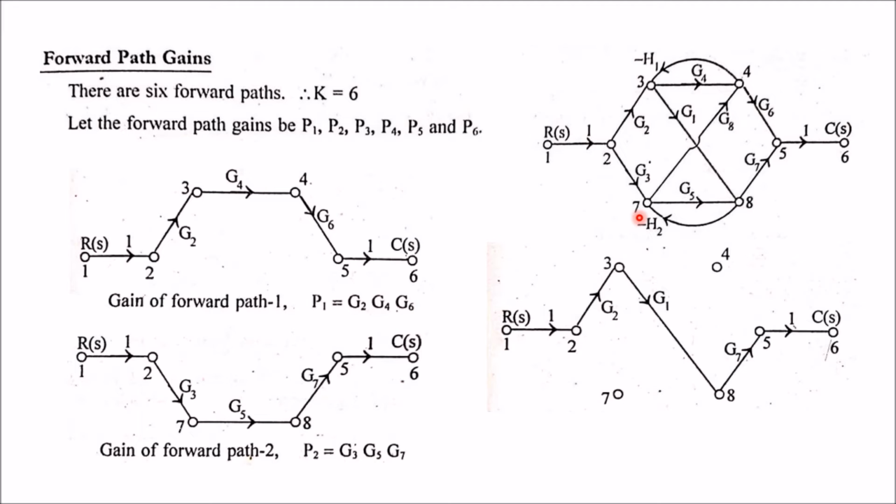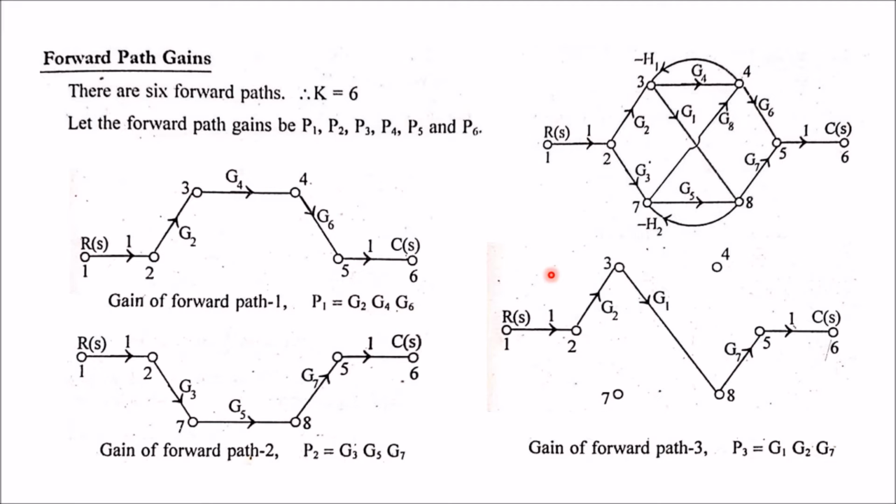So what is the forward path gain? It is the multiplication of all the transmittances, which is nothing but P3 equal to G1, G2 and G7. Clear? Similarly, the mirror image. So we have a total of six forward paths. How many Pk are possible? Six Pk are possible: P1, P2, P3, P4, P5, P6. And how many delta k?